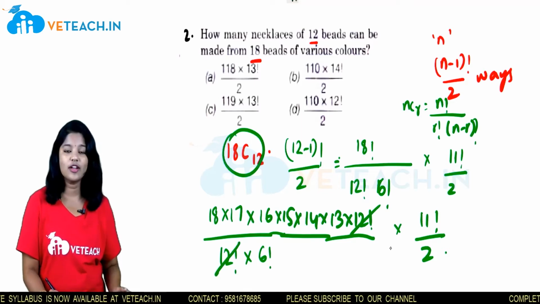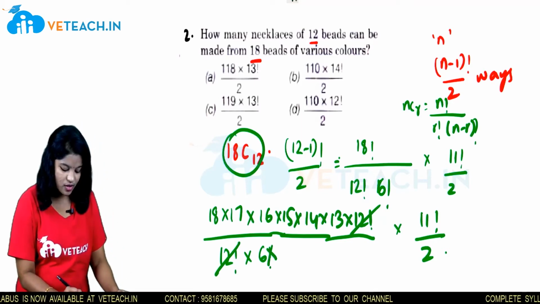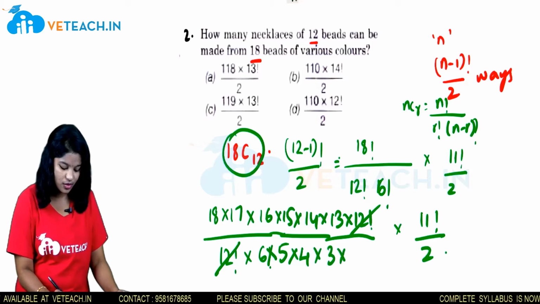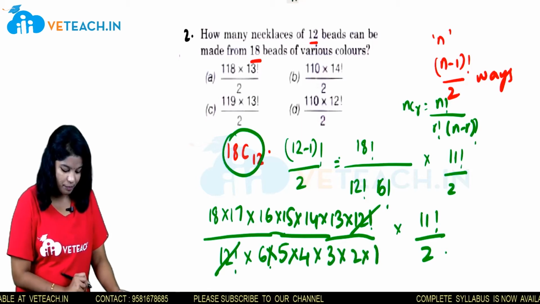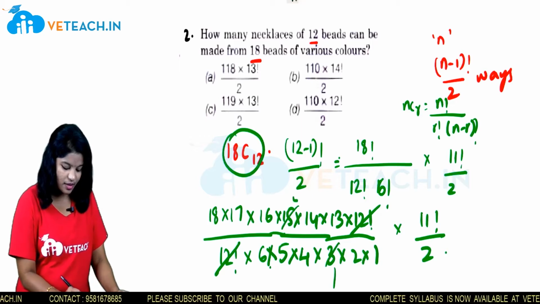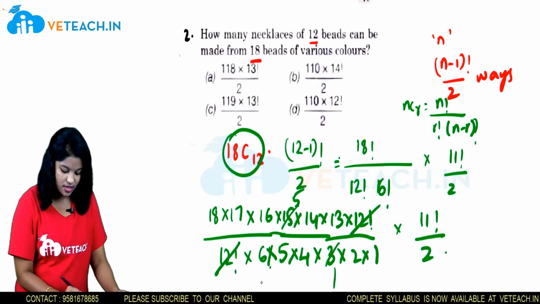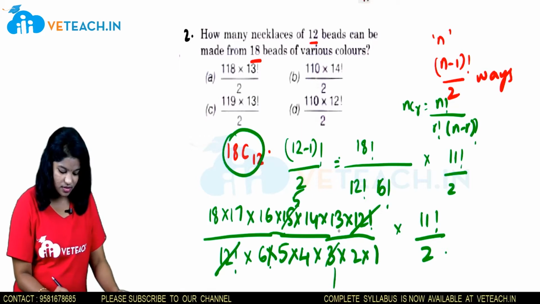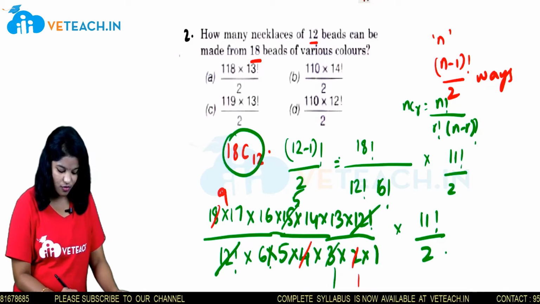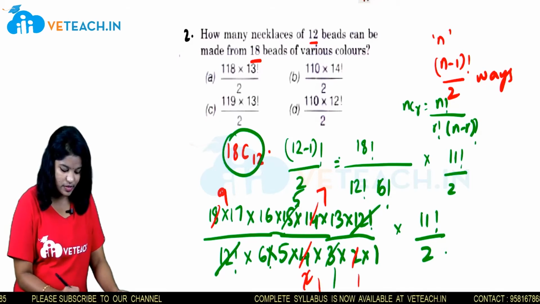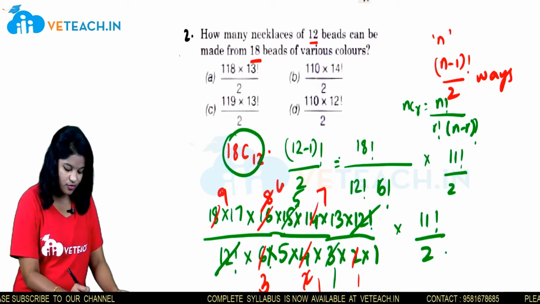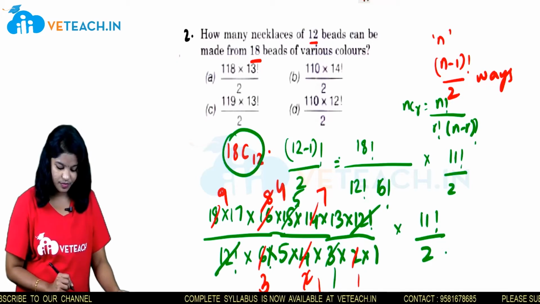12 factorial gets cancelled. 6 factorial can be written as 6 into 5 into 4 into 3 into 2 into 1. Now, 3 table 1 time, 5 times. Here 2 table 1 time, 9 times. 4 table 2 times, 7 times, 1 time, 8 times. This is 3 times, 4 times.